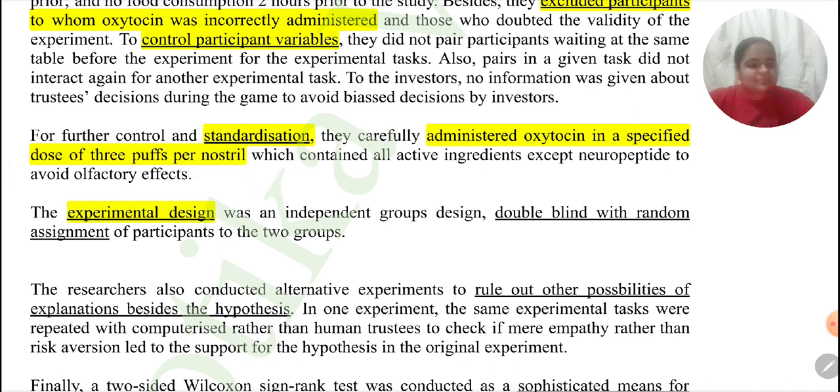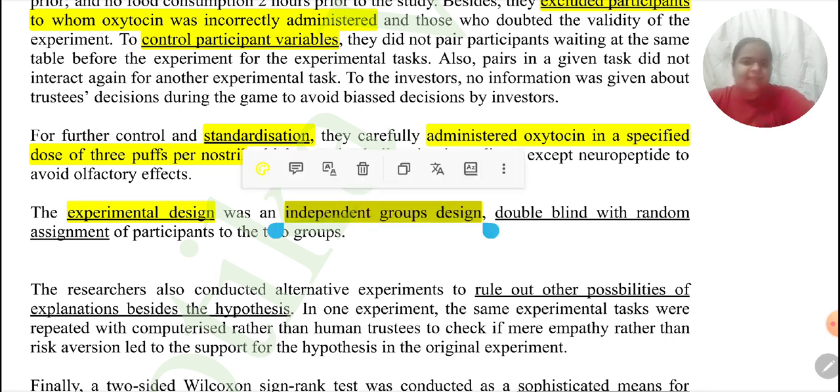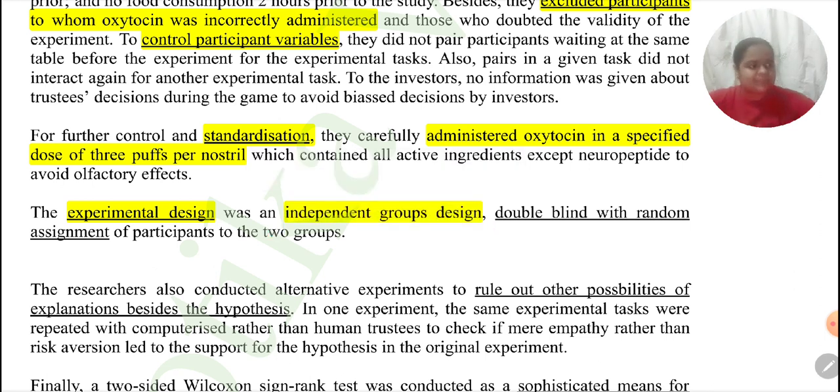Whenever we are discussing a true experiment, we have 3 possibilities of experimental designs that have been used: repeated measures design, independent groups design, or matched groups design. So we need to specify that as well. As far as the Kosfeld study was concerned, definitely it was an independent groups design. If we have more specifications about the experimental design, we can add those as well, like I have added here: there was double blinding in the experimental design and there was random assignment of participants to their respective groups.